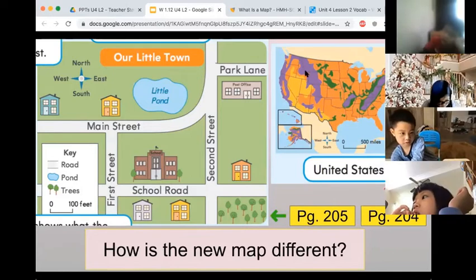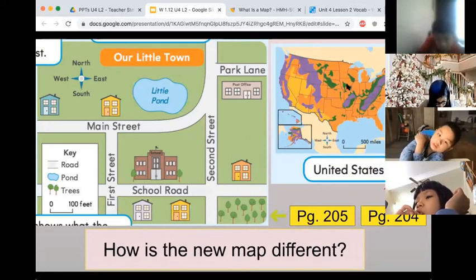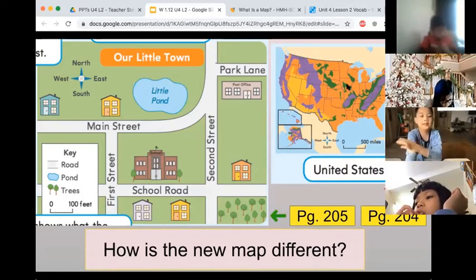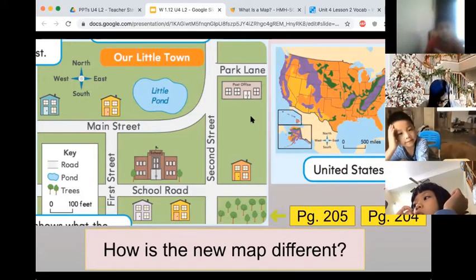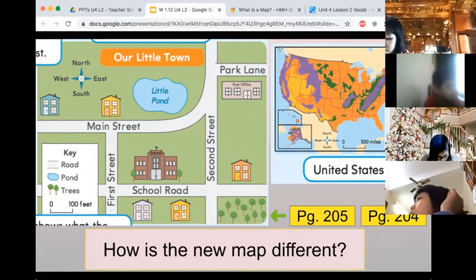All right, everyone, how's the new map different? This one's a bit easier. How is the new map different? The map on page 205 had many shape styles. How else is it different from this map? Is it showing types of land? It is showing types of land and water. That's what this map is doing. This map is showing types of land and water.